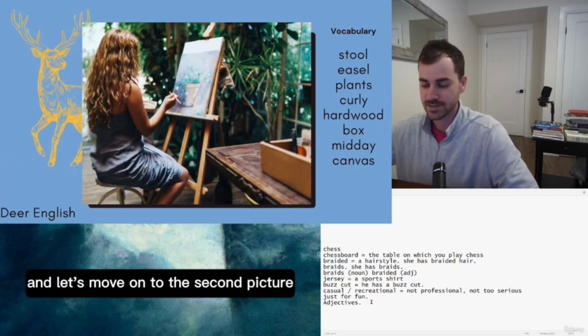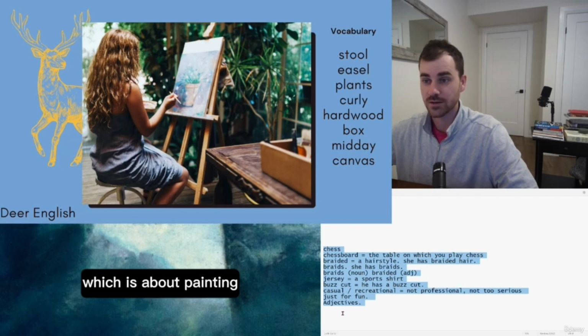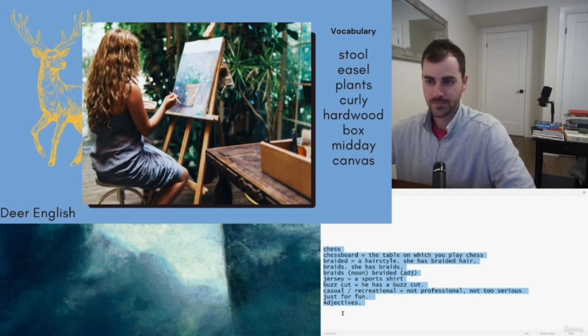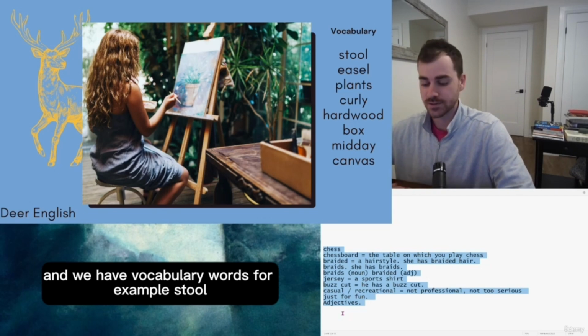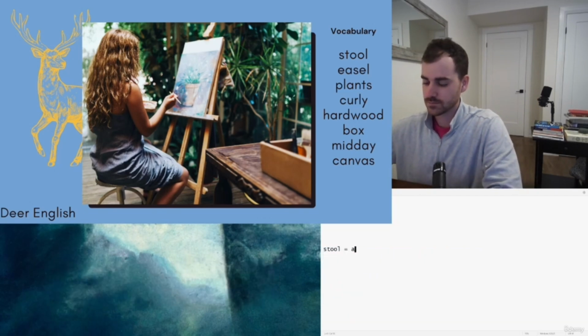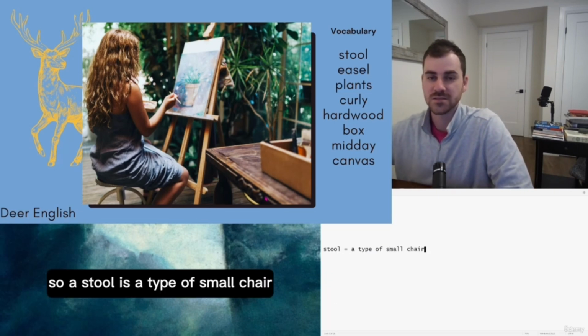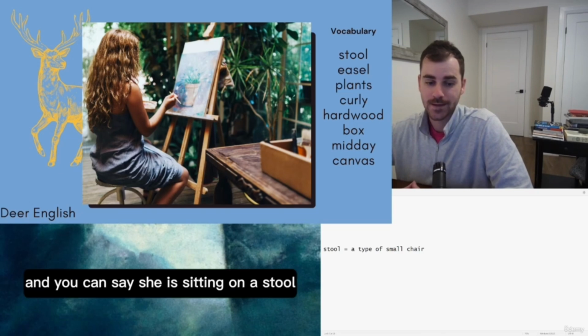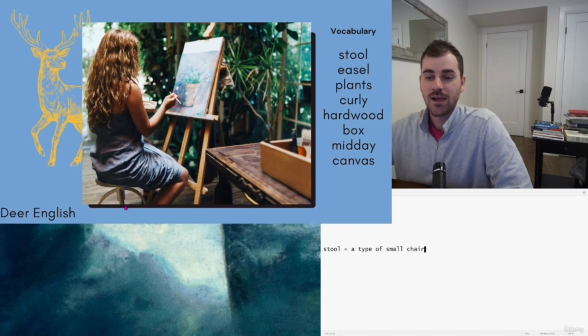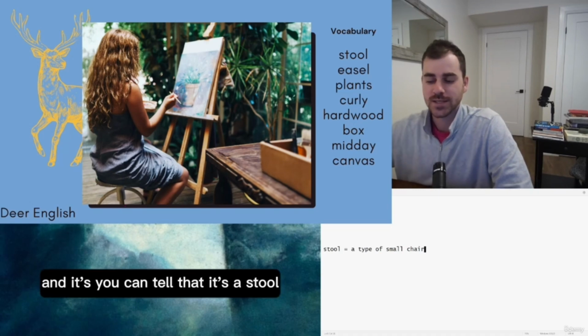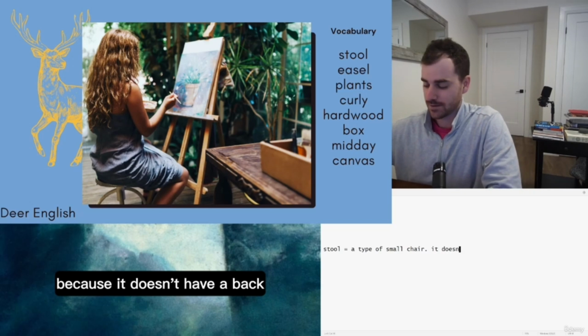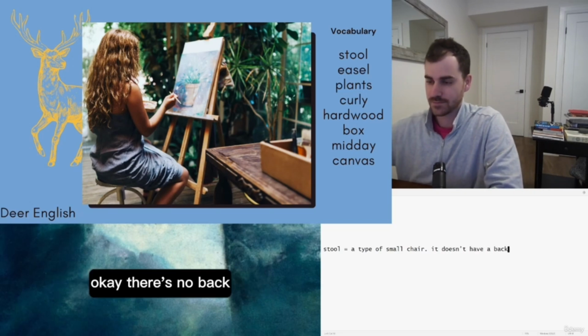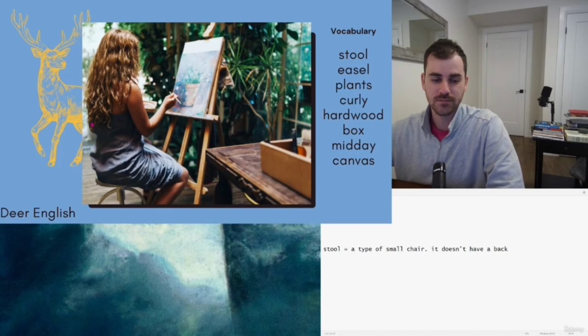And let's move on to the second picture, which is about painting. And we have vocabulary words, for example, stool. So a stool is a type of small chair. And you can say, she is sitting on a stool. You can tell that it's a stool because it doesn't have a back. Okay? There's no back. So she's sitting on a stool.